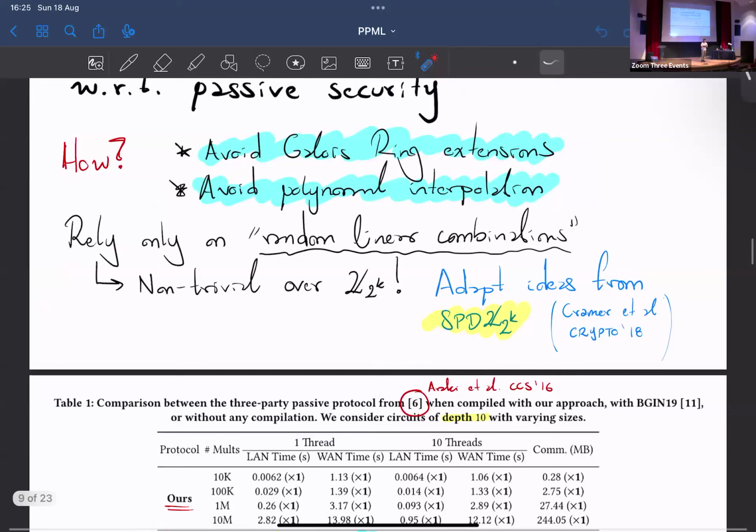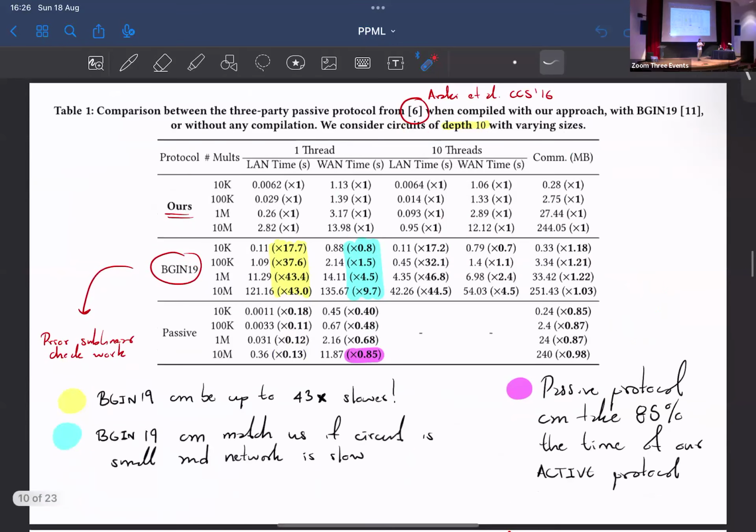Okay, so we're going to, in one sentence, rely only on random linear combinations. But that says nothing because random linear combinations are everywhere. But if you're familiar with the ring literature, this allows us to apply some of the random linear combination type of theorems we had from previous works. Okay, I do want to give some intuition, or some idea on how we actually get this, but before that, let's get to some numbers.